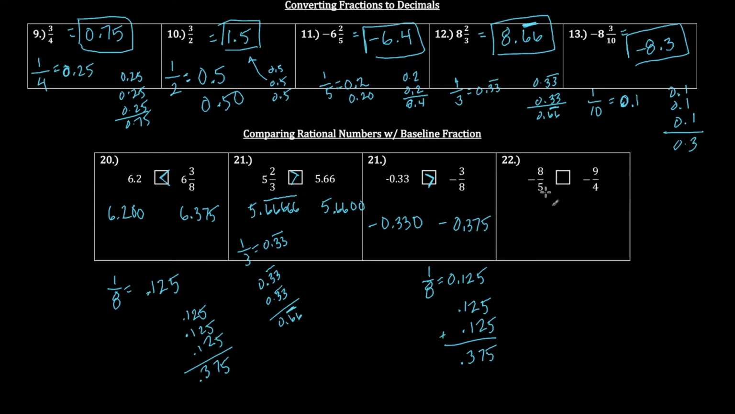So negative 8 5/10. Negative 8 over 5. Ooh, I don't know what I'm saying. There's a lot on this video. And negative 9 over 4. So fifths. So 1/5 is 0.2. And then it goes 0.4, and then 0.6, 0.8, 1 whole. So 1, 2, 3, 4, 5. I got 3 more to go. 1 2/10, 1 4/10, 1 6/10. So this is actually negative 1 6/10.